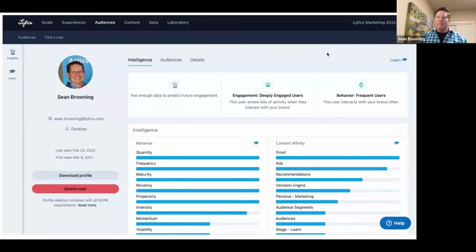If we look at my profile inside of Lytics, you get to see several things. Notice in the middle is the behavior. How frequently have I been to the website? How recently? How intensely? Or what's my momentum? Lytics will calculate that.